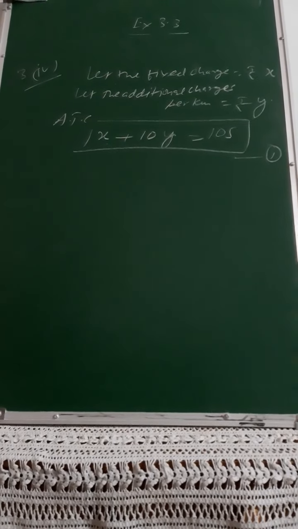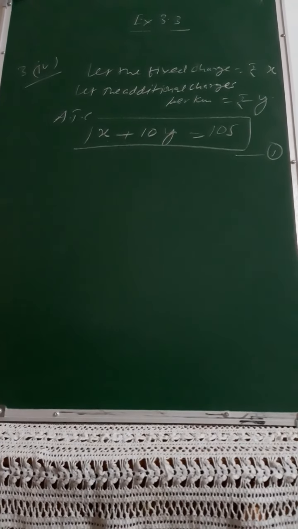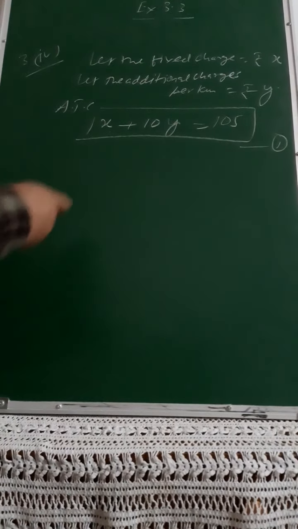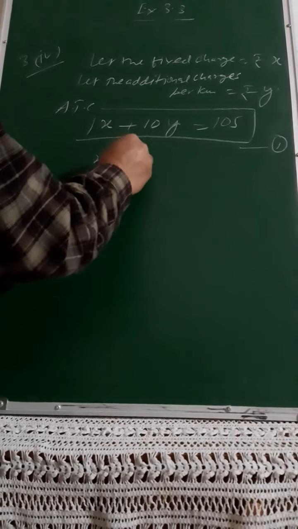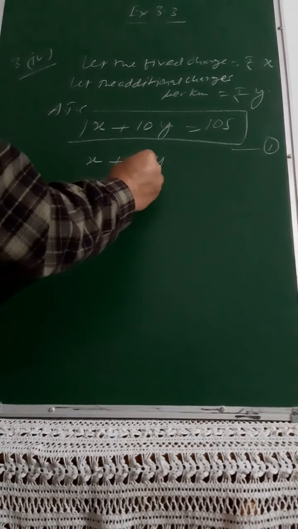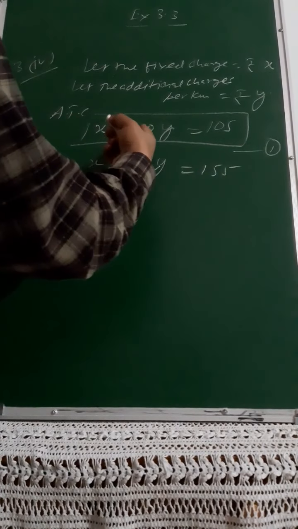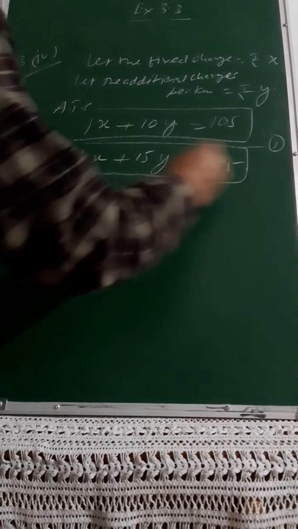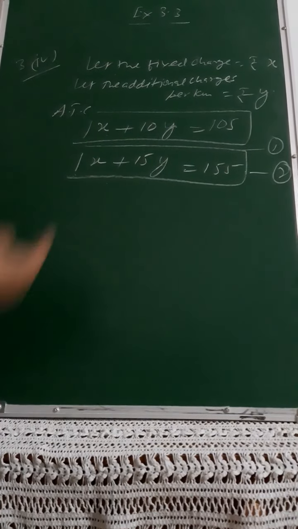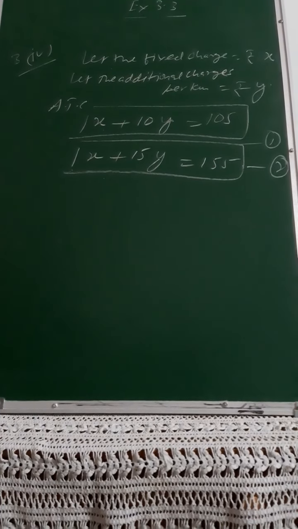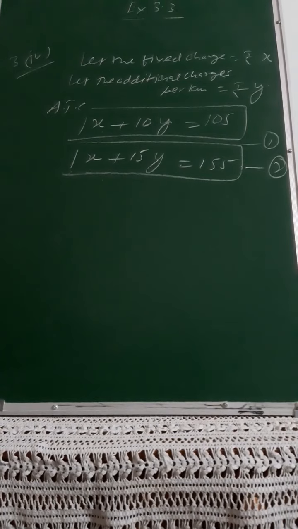And what is the second case here? The amount paid was rupees 155 when the journey was of 15 kilometers. So X again you have to pay as fixed, but now the distance covered was 15 at the rate of Y. So the equation will be X plus 15Y equals 155. Earlier it was 10 kilometers and the amount was 105, now the distance is increased to 15, so the amount will definitely increase. This will be your equation number 2, and now you can see both the equations are in the standard form of Ax plus By equals C and in reduced terms. Again you get the values of X and Y from these equations.